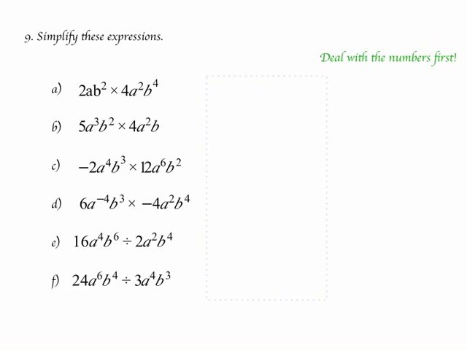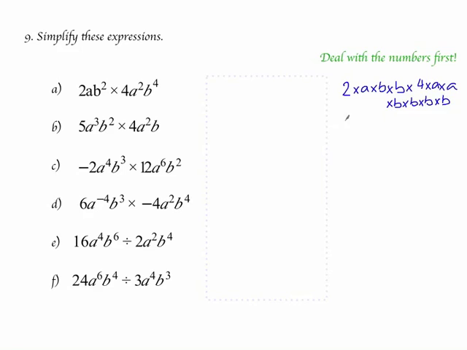Okay, so here we have some expressions with more than one term. We don't just have a, we've got a and b all the way through. We're going to do the same thing. So if I look at the first one, I've got 2 times a. I'm going to write this all out so you can see what's happening. There's my b squared, b times b. I'm multiplying that by 4 times a times a times the b 4 times.